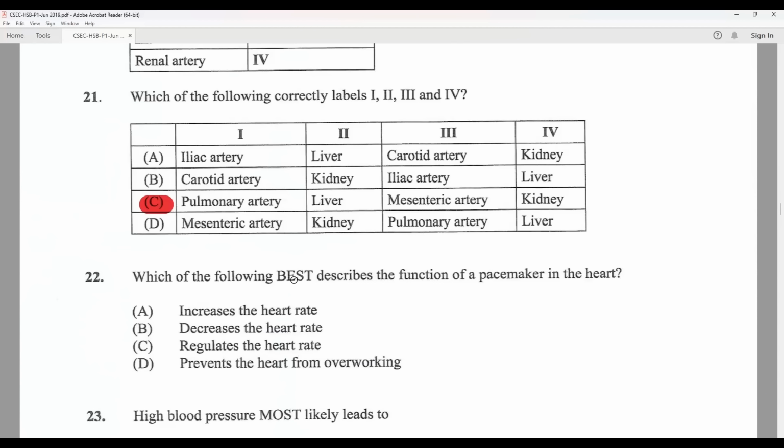Which of the following best, notice BEST in capital letters, describes the function of a pacemaker in the heart? Increases the heart rate, yes. Decreases the heart rate, yes. Regulates the heart rate, better than the other two. Prevents the heart from overworking. So we are going with the best answer, which is C.